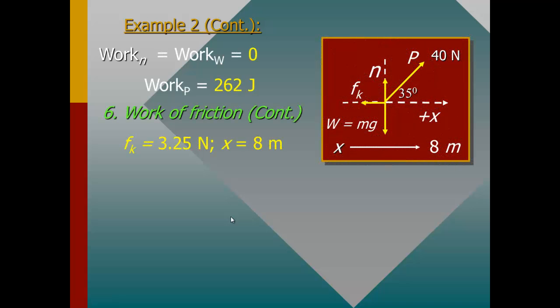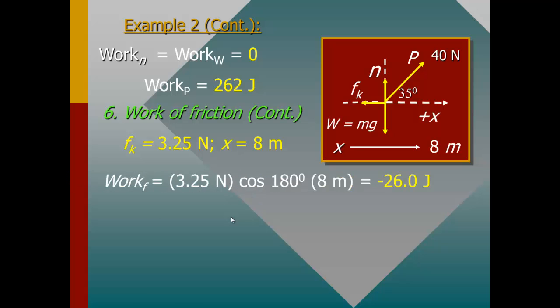So now I can find the work done by friction. So it's 3.25 newtons times 8 meters, which is negative 26 joules. Notice it's negative because friction is opposing the motion. The motion is to the right, friction is to the left.